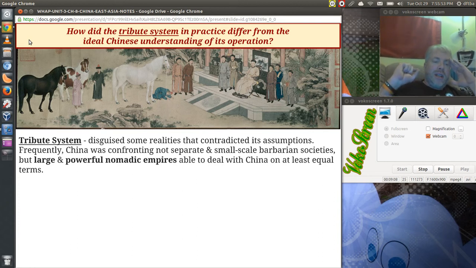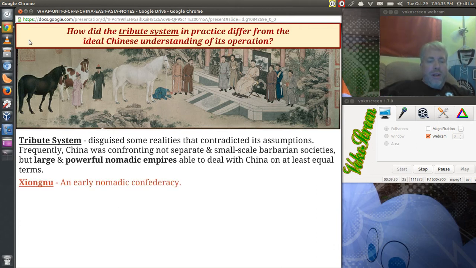The tribute system disguises some realities that contradicted its assumptions. Frequently, China was confronting not separate and small-scale barbarian societies, but large and powerful nomadic territories, able to deal with China on at least equal terms. So you have to be very careful to not assume that the barbarians or nomads to the north were less than the Chinese, because in some cases they were as much or more than the Chinese were. And especially in this way, the Chinese needed the people to the north to protect them. And I'm not sure if it's on this slide, but we'll mention it if it isn't.